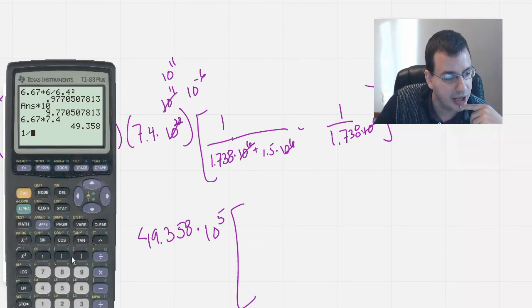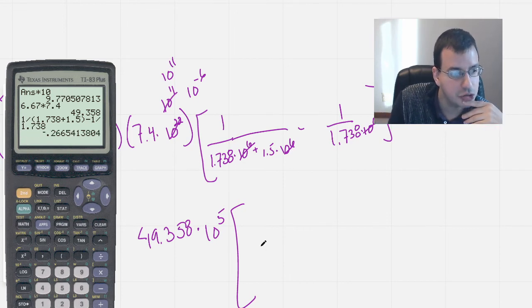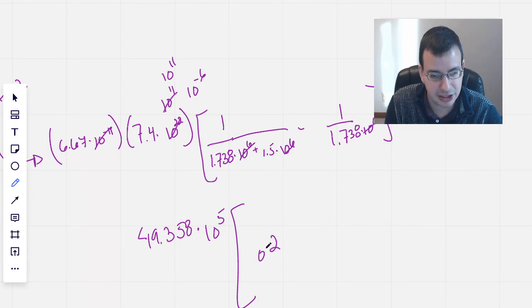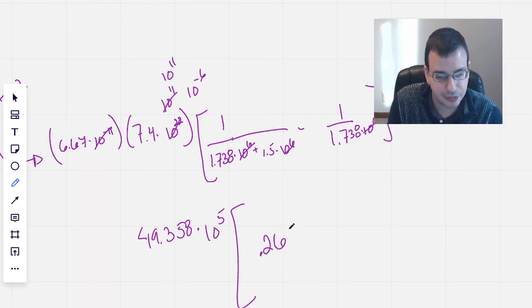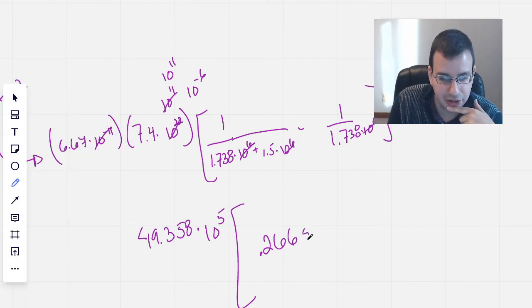This is 1 divided by quantity, 1.738 plus 1.5. And then we'll subtract from that 1 over 1.738. This should give us a number, 0.266. Probably messed up somewhere on a sign. We'll address that later. So we have 49.358.